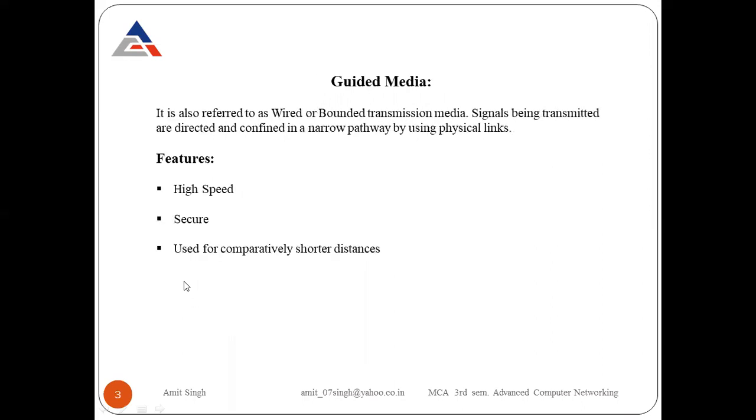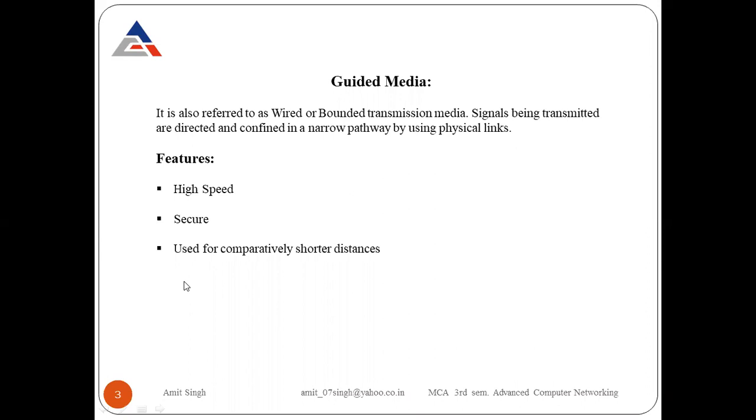Let's start discussing the first, that is guided media. It is also referred to as the wired or the bounded transmission media. Signals being transmitted are directed and confined in a narrow path by using the physical link. That is why it is called bounded or guided media, because whenever we send some data, the data is guided to follow the specified path. A link is established between the sender and the receiver through wires, and all the data traveling between these two systems follows the particular path.